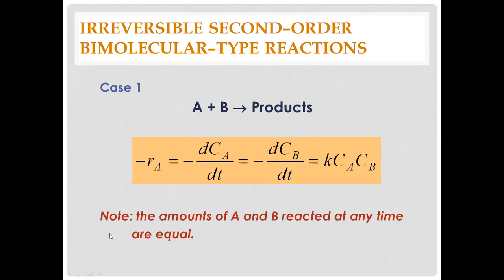Now, I have to ask this question. That way, I will be able to check whether you understand this one. What's your understanding of this case 1 for a second order bimolecular type of reaction? The amounts of A and B reacted at any time are equal. What's your understanding about this? Let me see. Jabime, what's your understanding of the amounts of A and B reacted at any time being equal?